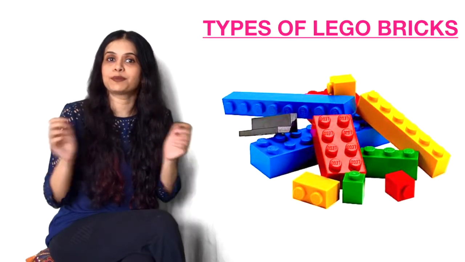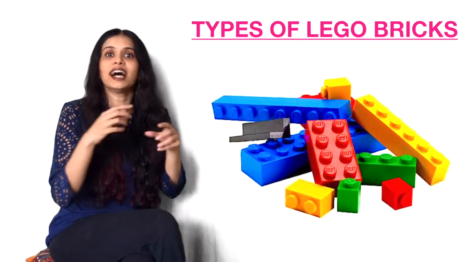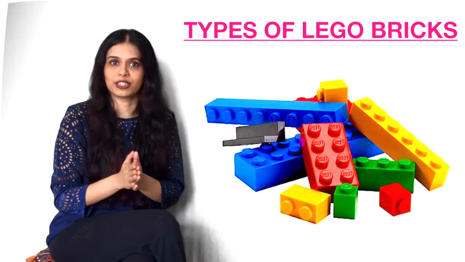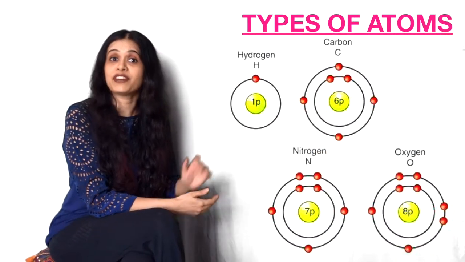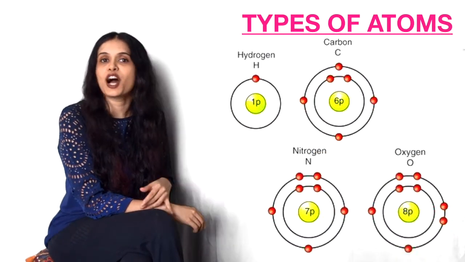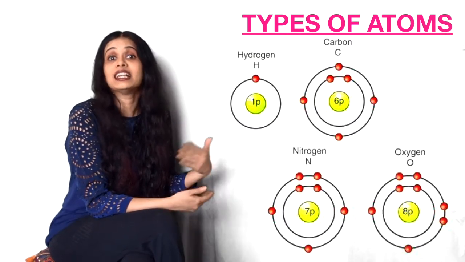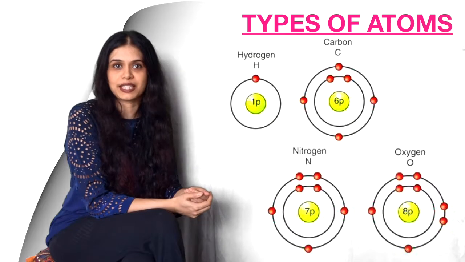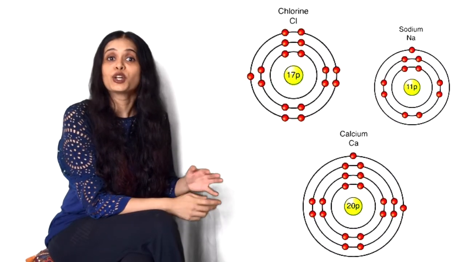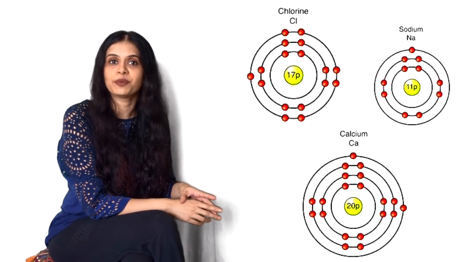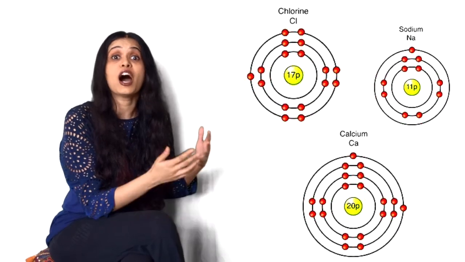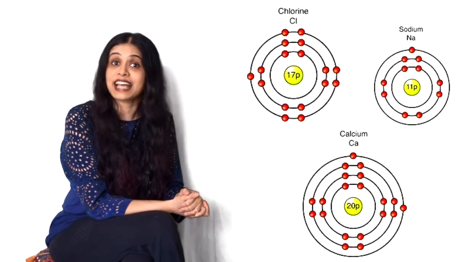कि अलग-अलग types of Lego bricks होते हैं, उसी तरह अलग-अलग types के atoms होते हैं. Here are some of the different types of atoms. So you can see there is carbon, there is oxygen, there is hydrogen, there is nitrogen. So ये अलग-अलग variety of atoms है. Here are a few more examples. Chlorine, sodium, calcium. So like that, there are over 100 different names for these atoms.